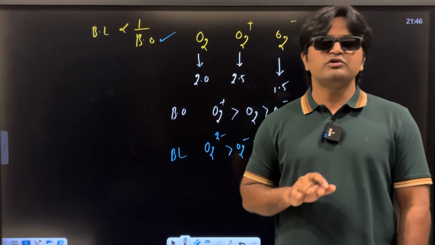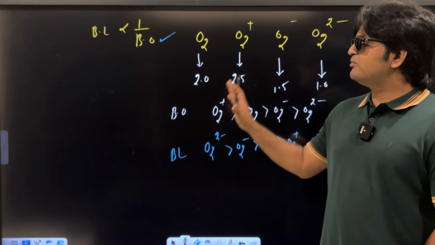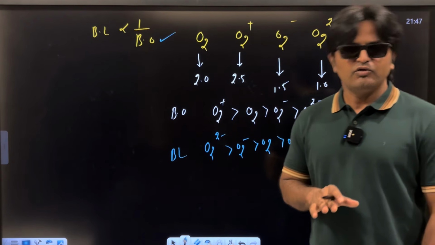Okay, this is a very good shortcut method in the calculation of bond order, magnetic behavior, and in the comparison of bond length and bond order. Okay, thank you.